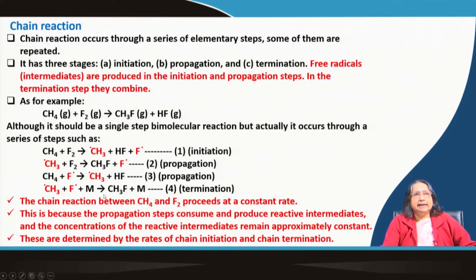The important thing about it is that the chain reaction between methane and fluorine proceeds at a constant rate. And why? Because these propagation steps produce as well as consume the intermediates. These free radicals are called intermediates. Okay. And the concentration of the reactive intermediates remains approximately constant. That is why the rate is also constant. Okay. These are determined by the rates of chain initiation and chain termination. You will see this when I discuss radioactivity, where this type of thing happens for radioactive elements.